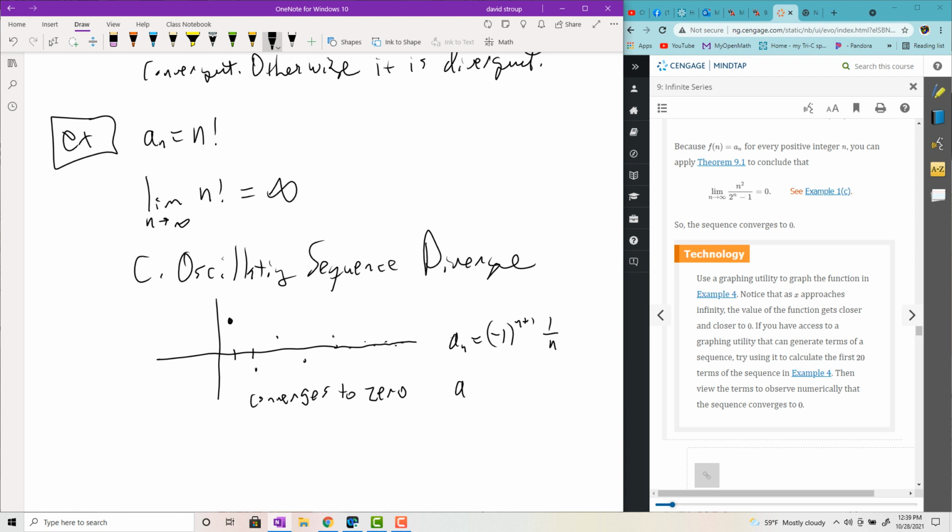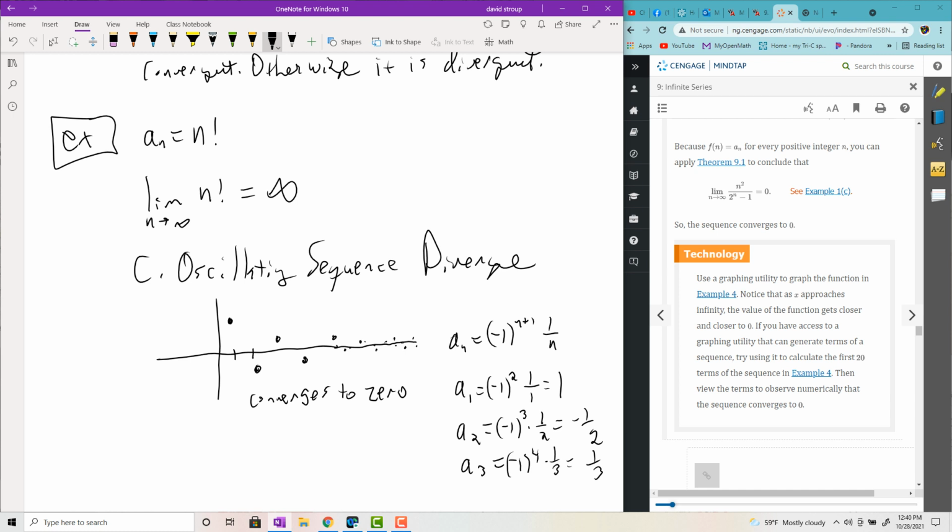At a sub 1, that would be (-1) to the 1 plus 1, which is 2, times 1 over 1, and (-1) squared is 1, so this should be 1. A sub 2 would be (-1) cubed times 1 over 2, which would be -1/2. So you see that goes below the x-axis. A sub 3 is (-1) to the 4th times 1/3, which will be 1/3. So that jumps back up. You can think of this as oscillating, right? But at the end of the day, it's going to get really, really close to 0.